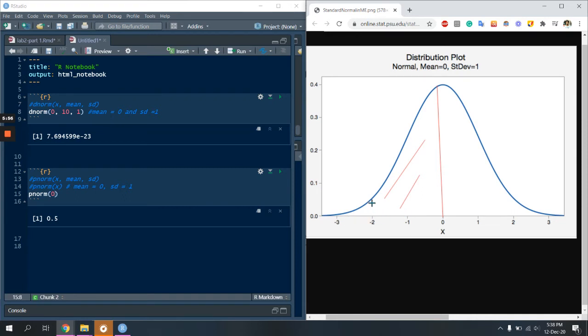So what about -2 or -1? What about -1? It should give us a value. Let's see how much data lies up to -1. It says 15% of data, or 15% region falls in this part. Up to -1, we have 15% of data. So that's how pnorm works.